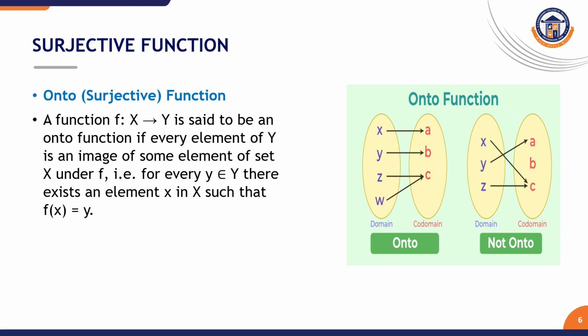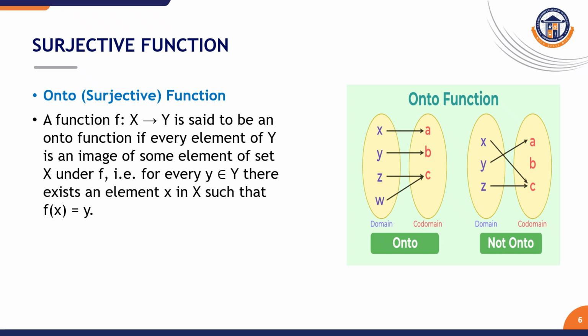Now let us see the surjective function, another name for onto function. A function f from X to Y is said to be an onto function if every element of Y is an image of some element of the set X under f. That is, for every y belonging to capital Y, there exists an element x in X such that f of x equals y. For example, let us take x, y, z, w, which are mapped to a, b, c.